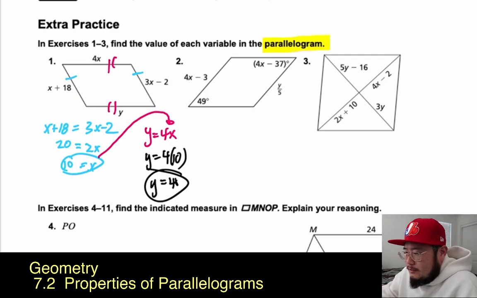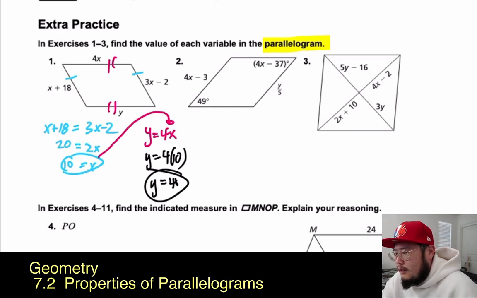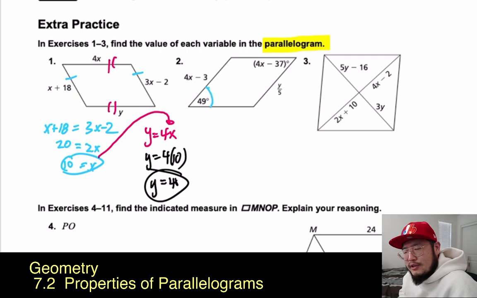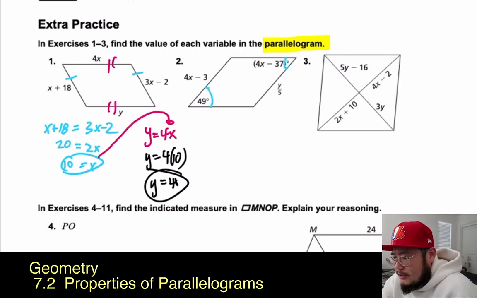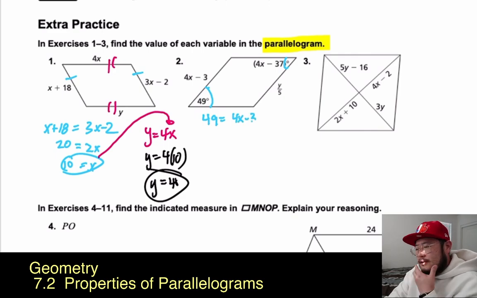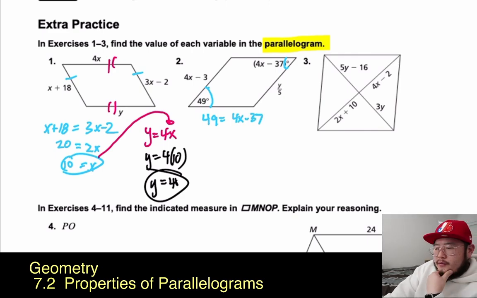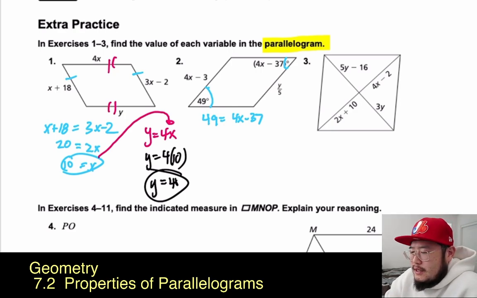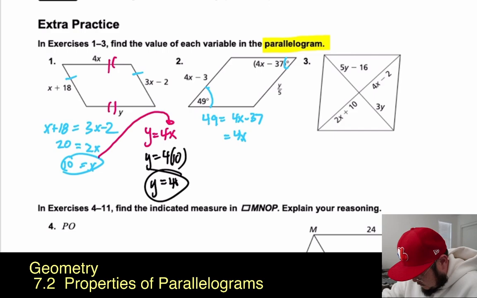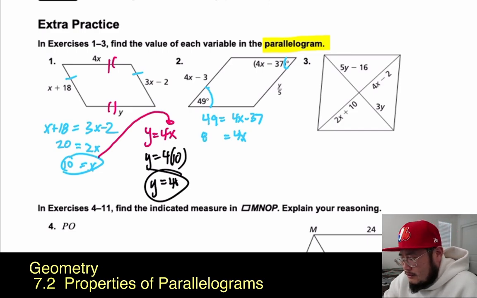Let's take a look at number 2. On number 2 right here, looks like I'm going to have to take these two angles that are congruent, because opposite angles are congruent in a parallelogram, and set those two equal to each other to help me find x. So I got 49 is equal to 4x minus 37. We'll go ahead and add 37 to both sides, and 4x is equal to 86, and dividing both sides by 4, x is equal to 21.5.